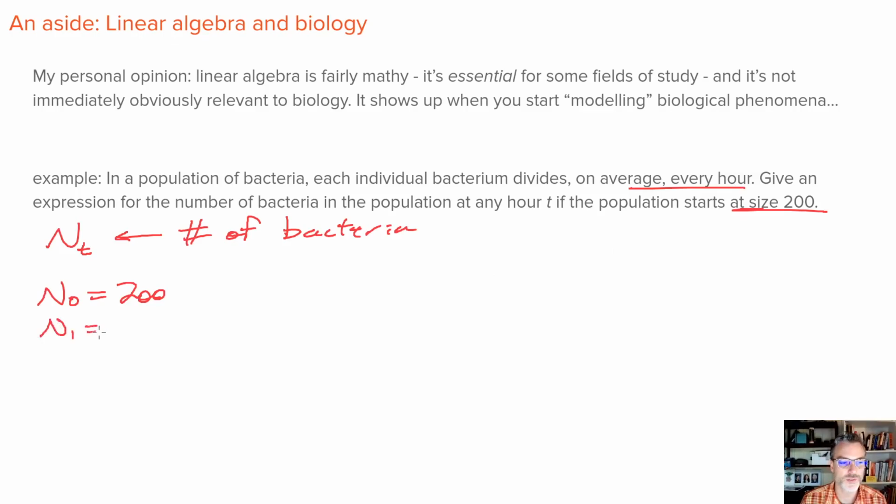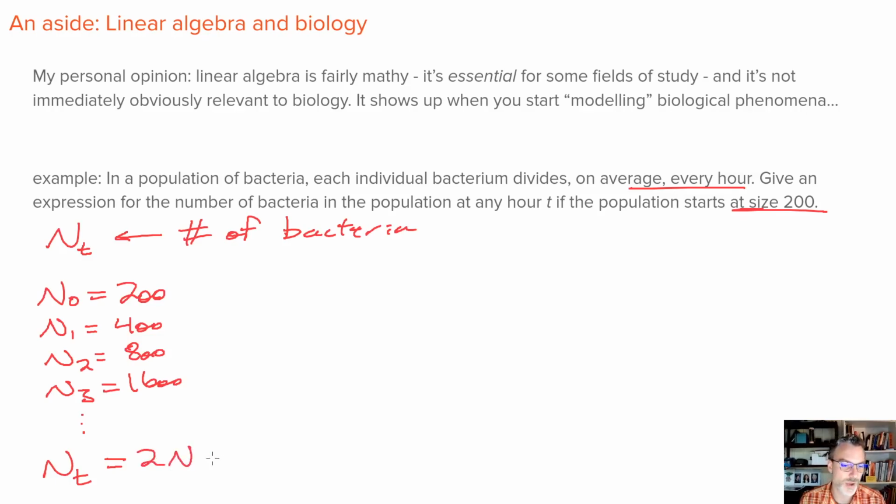So at the next hour, where t equals 1, we would have 400. And the next hour is 800. And the next hour, 1600, and so on. We can write that in general as n sub t, so the number of bacteria at time t is just twice the number of bacteria at the previous hour, like that.